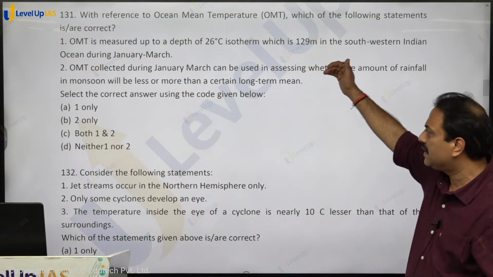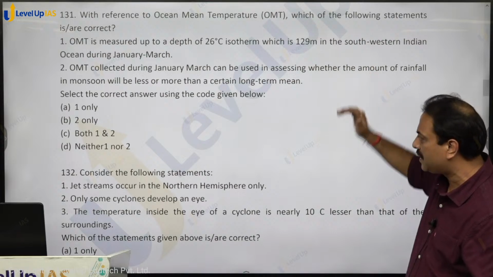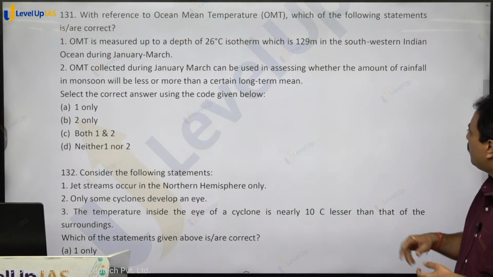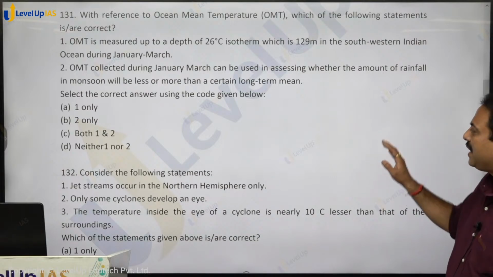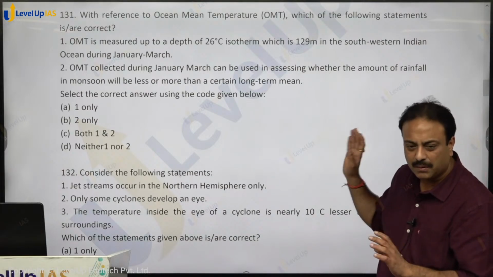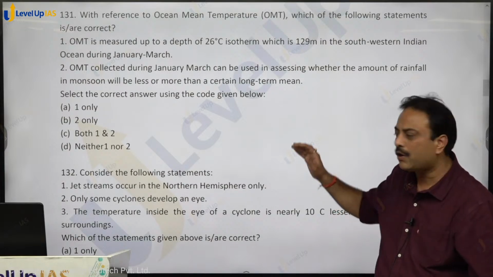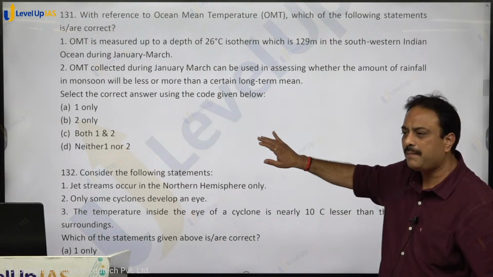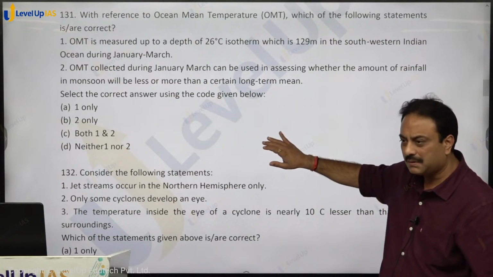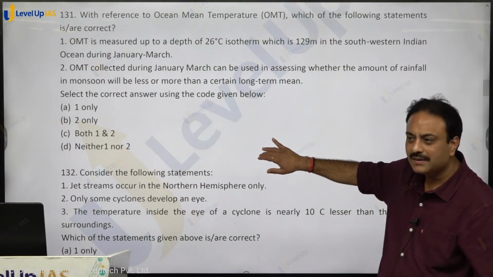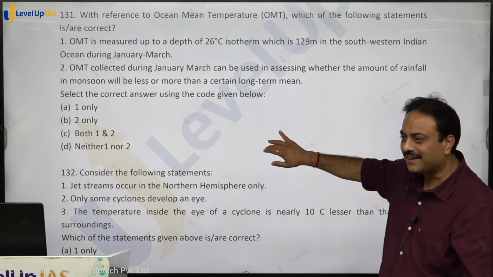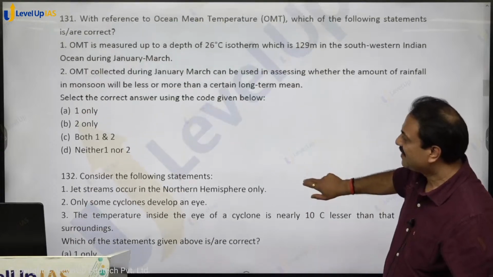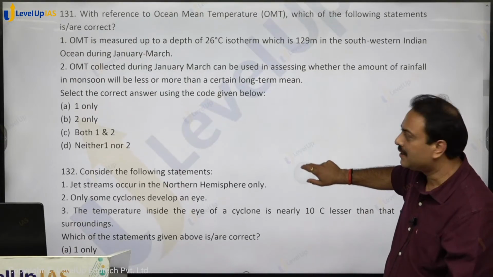Here first statement is wrong, because of the depth. OMT collected during January-March can be used in assessing whether the amount of rainfall in monsoon will be less or more than a certain long-term mean. This I explained to you all just now, that how it will be used. So statement 2 is correct, 1 is wrong, 2 only. Option B, B for boy, shall be the right answer. Any doubt? No, sir. हंस रहे हो आप, कुछ पूछना है? Clear है ना?